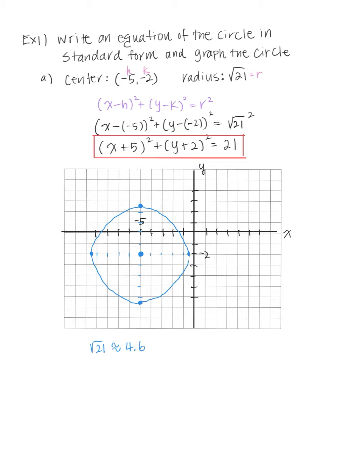That's not too bad. Okay, that almost looks like an egg, but okay, so pretend that that's a perfect circle.